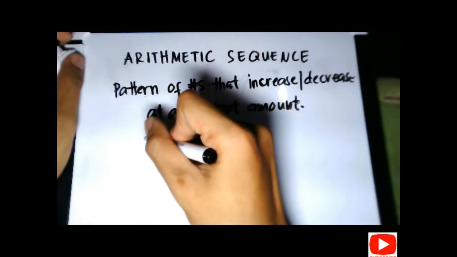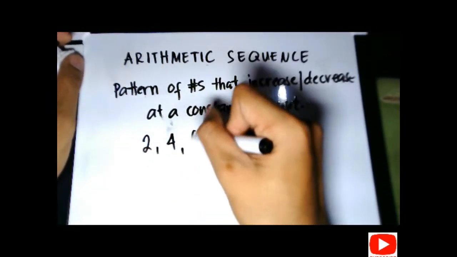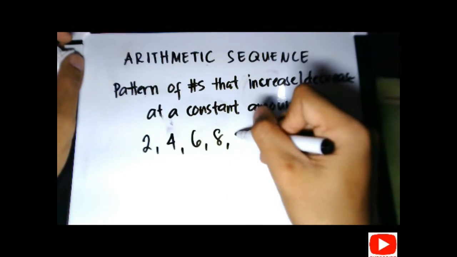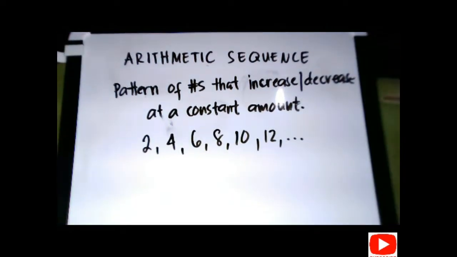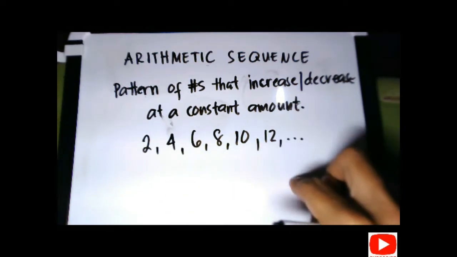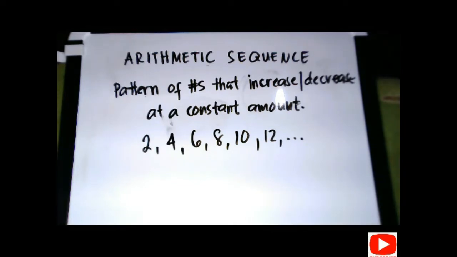For example, 2, 4, 6, 8, 10, 12, and so on. This sequence is an infinite sequence, and this is also an arithmetic sequence. Why is this an arithmetic sequence? This sequence is increasing at a constant amount.